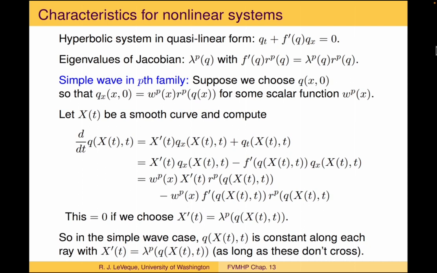It gets much more complicated when you have a variation in all of the characteristic families, but still we need to sort of identify what we mean by the characteristics around an isolated shock, for example, and this is the idea. It allows us to go from the notion of characteristics in the linear case directly to the system case.